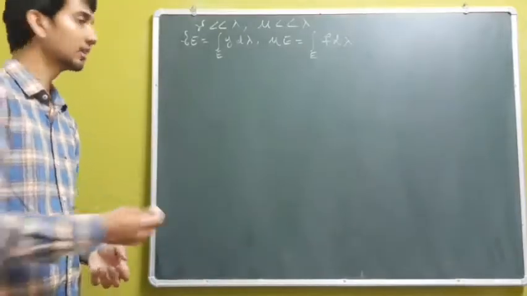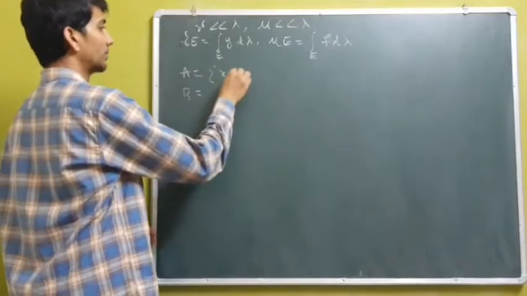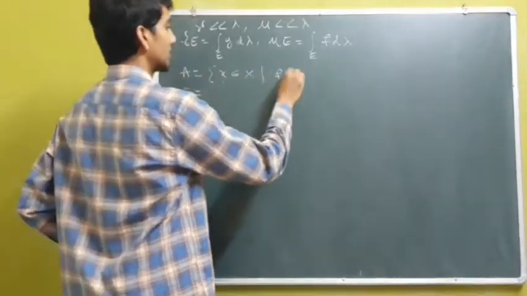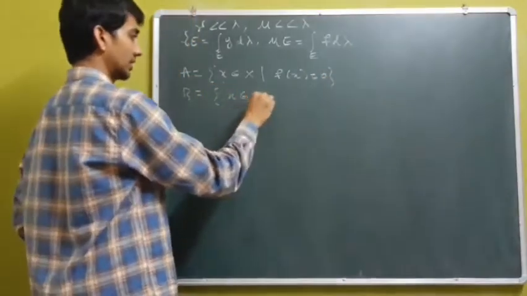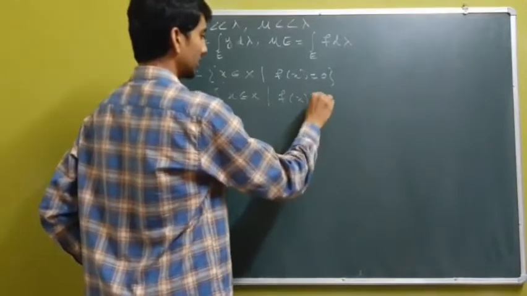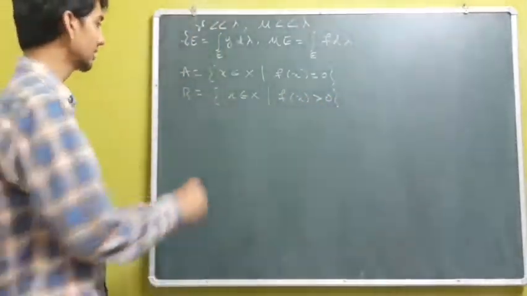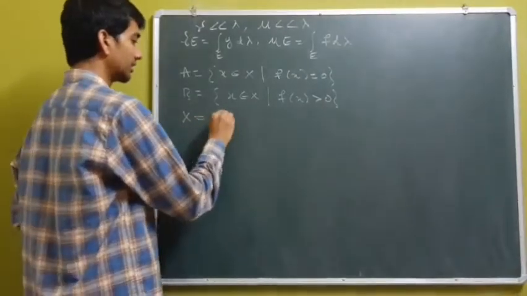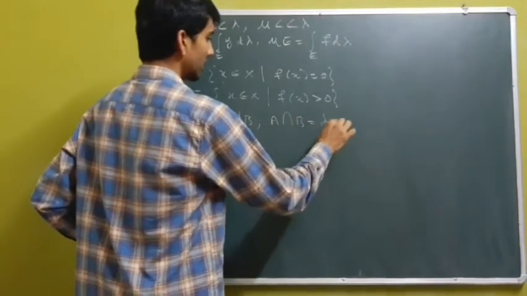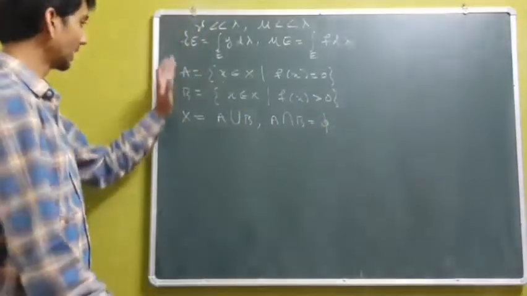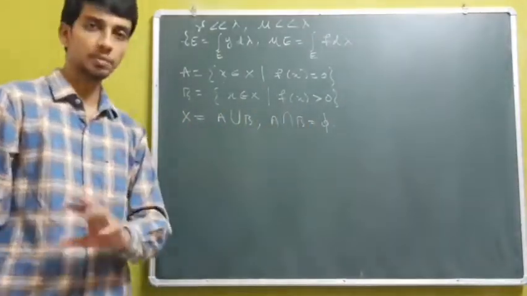Having this, I will construct two sets, say A and B, as follows. A will be the set of all x in X such that f of x is 0, and B will be the set of all x in X such that f of x is greater than 0. Having A and B like this, I clearly have X, the whole set, equal to A union B, along with A intersection B being empty.